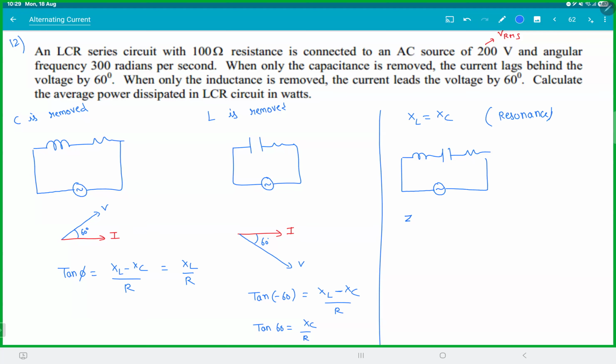Since it is resonance, Z is equal to R. IRMS will be VRMS by Z. VRMS is 200, Z is nothing but R, which is 100, so 2 ampere. Power is nothing but I square RMS into R, which is 2 square into 100, 400 watts.